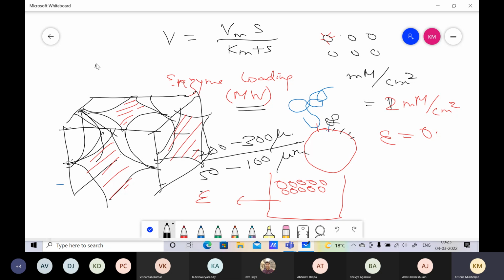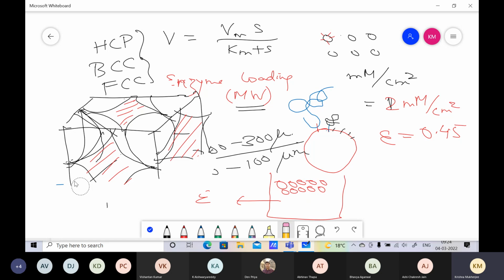These are called BCC models: body-centered cubic, face-centered cubic, and so on. Hexagonal close pack. Have you heard of these things ever? Yes, sir. So therefore, what is the typical E that we expect? Let us say 0.45 something, or 0.4 or whatever.